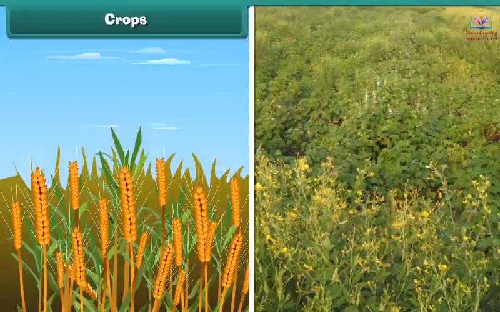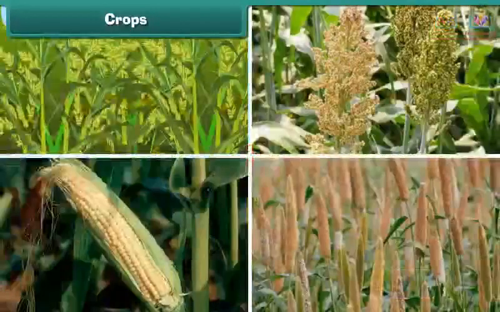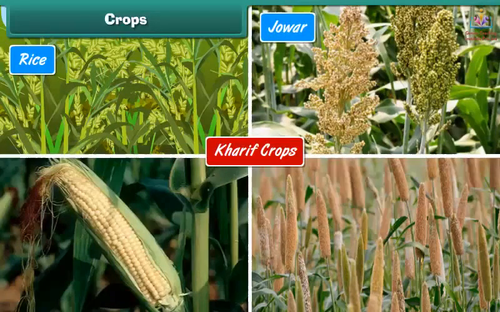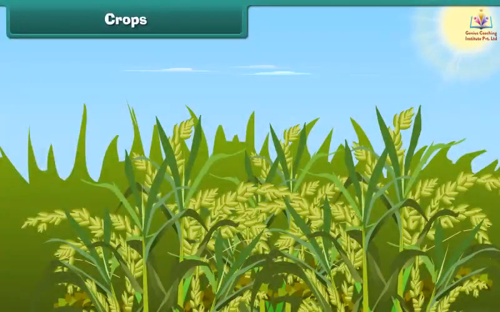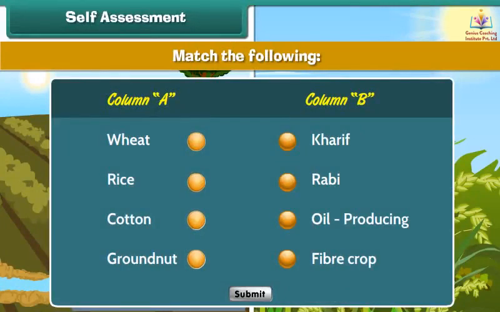The crops which are grown in winter season are called rabi crops, example, wheat and gram. The crops which are grown in summer are called kharif crops. Example, rice, jowar, maize, bajra. Different types of crops require different amounts of sunlight, water, air, and type of soil. Self-assessment. Match the following by dragging and dropping the buttons towards options.